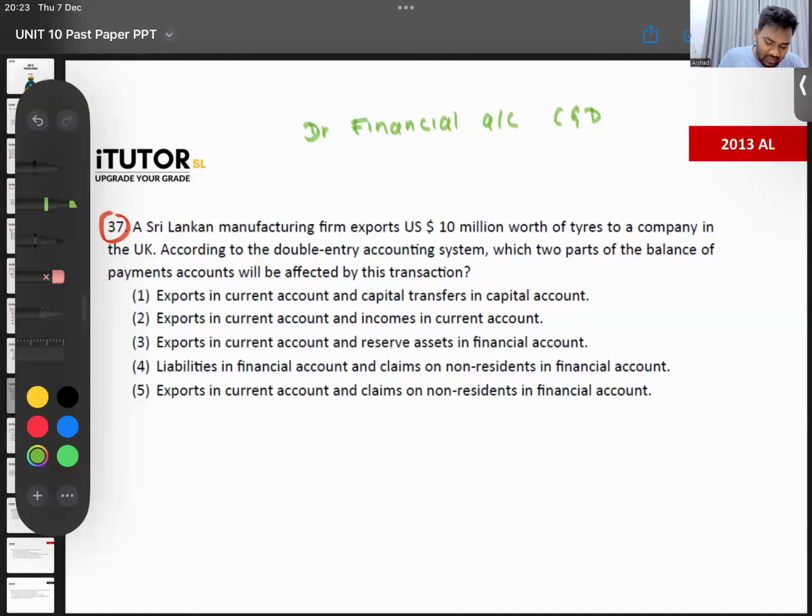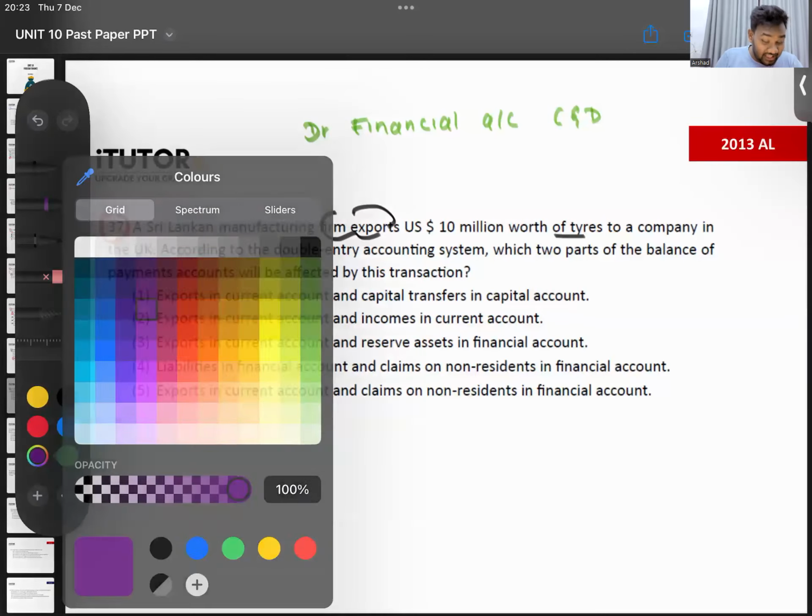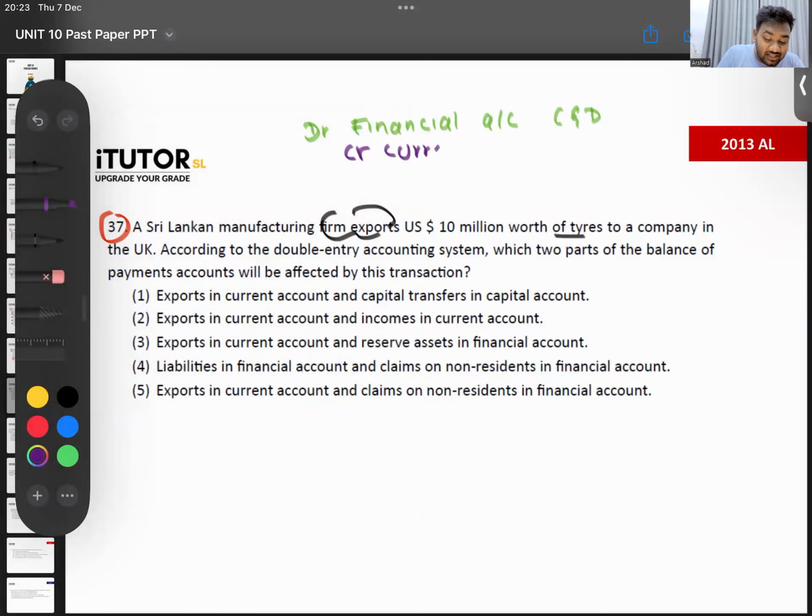So then tell me, this Sri Lankan manufacturing firm, tires, where does tires go? Exports of tires, tangible goods. Think current account. It goes in our current account. What is a sub account? In my current account, it goes under my trade account or my goods account, if you want to be very specific. So you can say current account, trade account. It's exports. So which one is our answer?